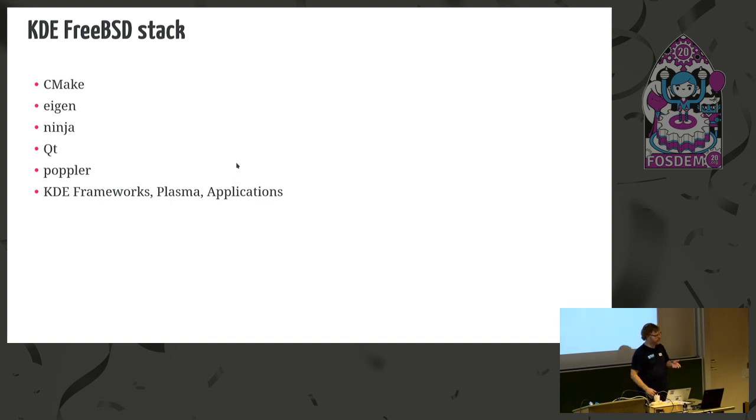We maintain Poppler together with Desktop, together with GNOME, because Poppler is a PDF viewing library, and that's used both by Evince and Okular, the KDE application. So that's where our shared stack comes in. And of course, we do the actual KDE Frameworks, Plasma, and Applications. Frameworks releases once a month, Plasma every 3 months, and Applications twice a year.